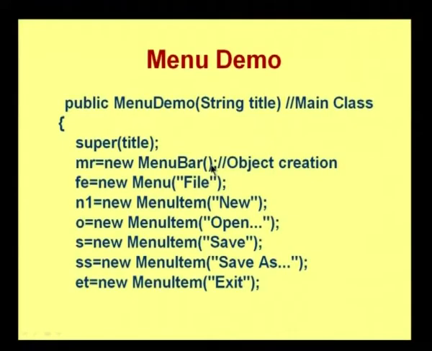Here you can see that the menu bar object is created. Then I am creating a new menu. The name of the menu is file. And then I am creating the menu items. So I am creating new, open, save, save as and exit. So all menu items are created, menu is created and menu bar is created. All these are available in the constructor of the particular frame.